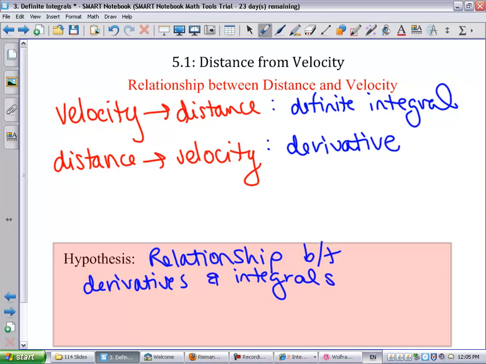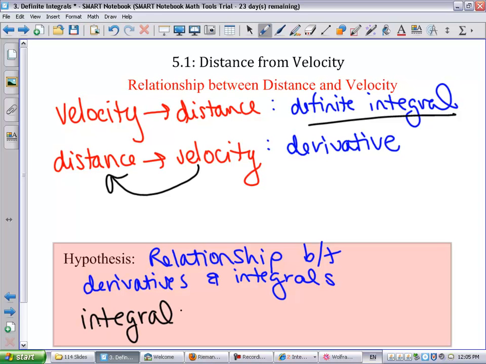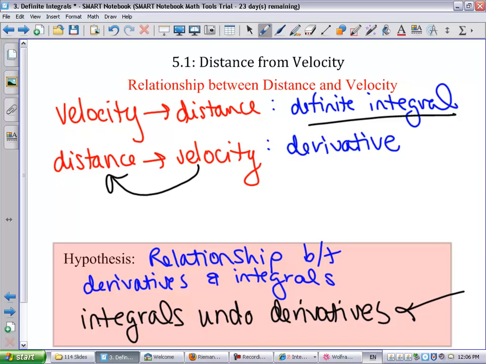In fact, maybe we can be a little more specific. It seems like taking an integral seems to undo the derivative process. So let's make that our hypothesis, that integrals undo derivatives in some way. Okay? This is going to be the topic of our next lecture. So this is just kind of a preview. This is where we're going with this. This is why they're both considered calculus, because they're all tied together here.